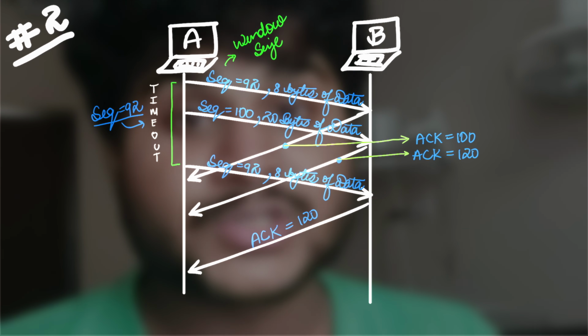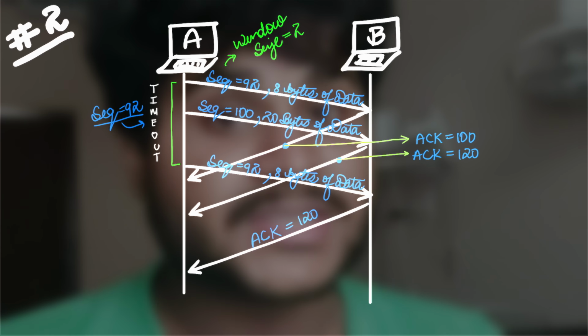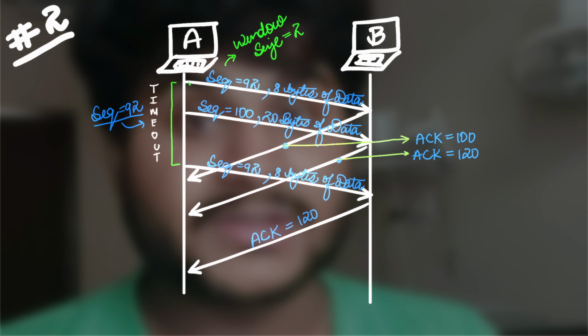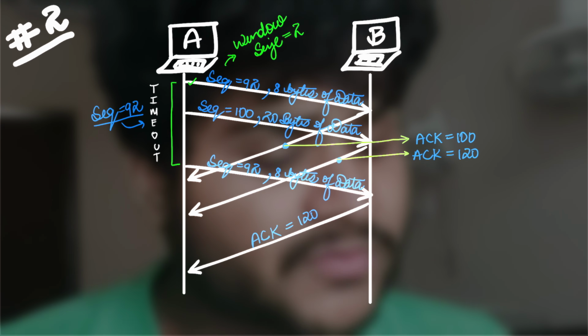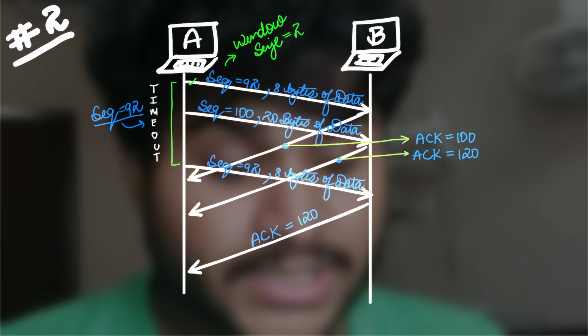So the window size is 2 over here. So 2 packets have been sent at the same time before the acknowledgement can be received. Sequence number of 92 and 8 bytes of data has been sent, and sequence number of 120 bytes of data has been sent to B.